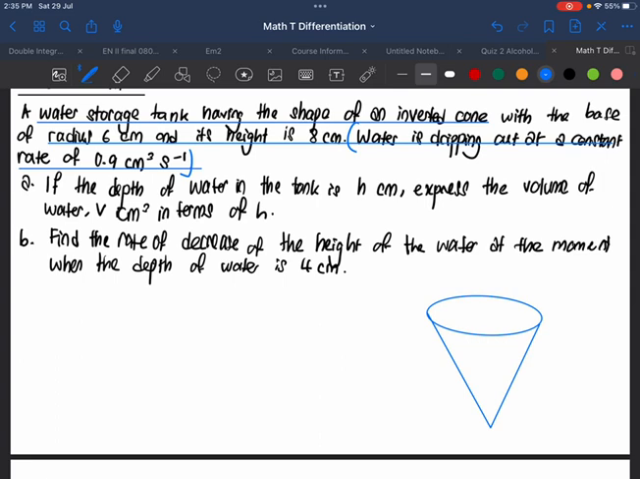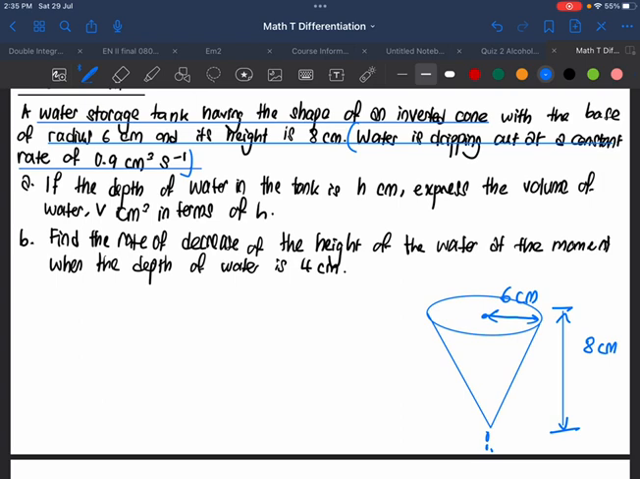Okay, it's a cone. Now the height is given as 8 centimeters. The radius here is at the base, and it's an inverted cone. So the 8 centimeters is the height, and the radius is 6 centimeters. Now water is dripping out, which means the water is going out here.